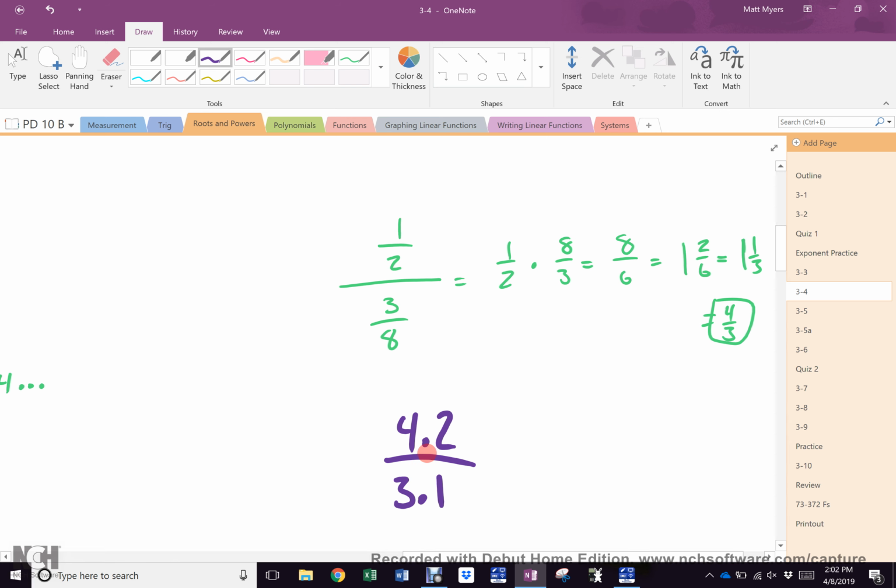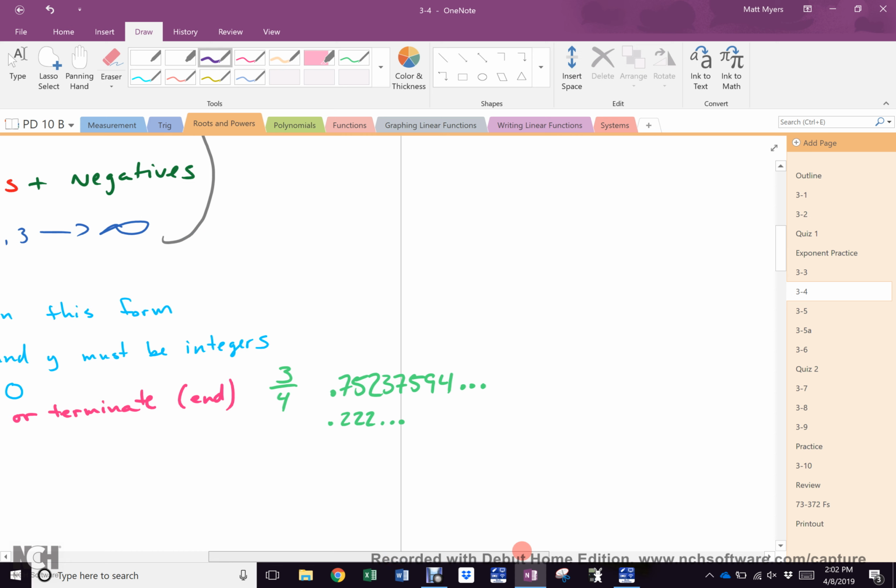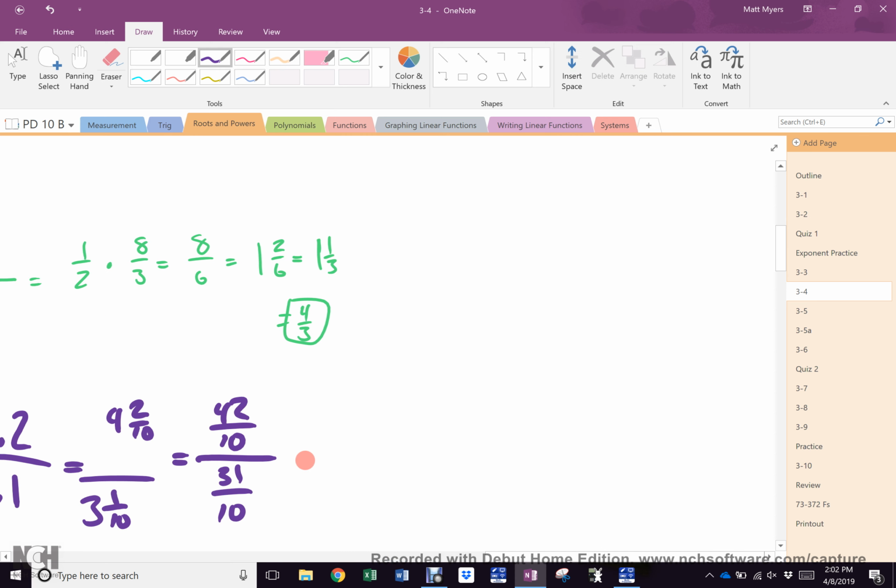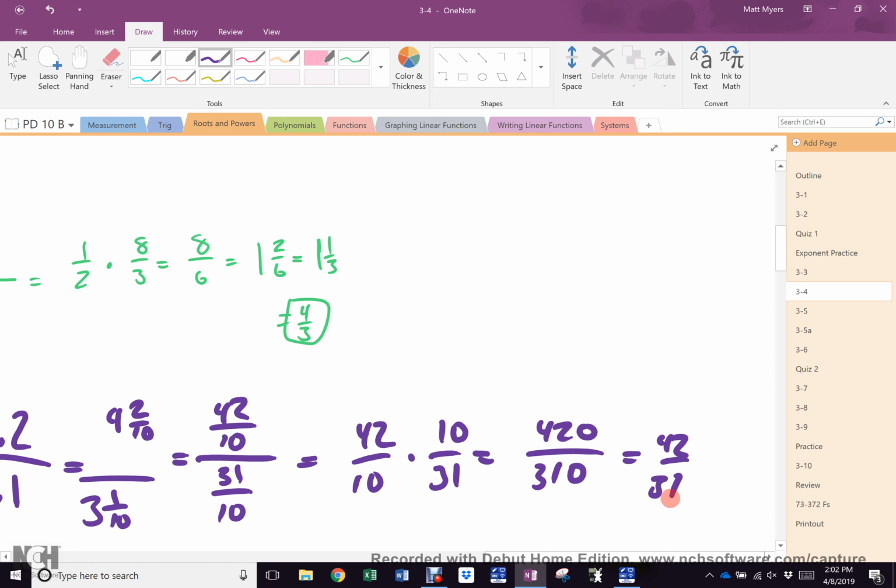Is that a rational number? Of course it is. Why? Because that is 4 2/10, which is 42 tenths over 3 1/10, which is 31 tenths, which is 42 tenths times 10 31sts, which is 420 over 310, which is 42 over 31, and it's rational.